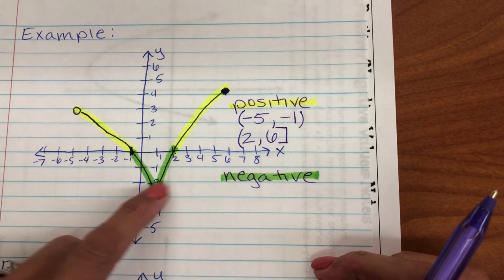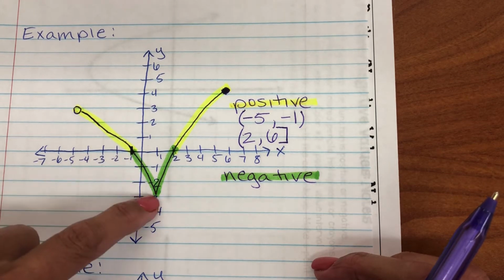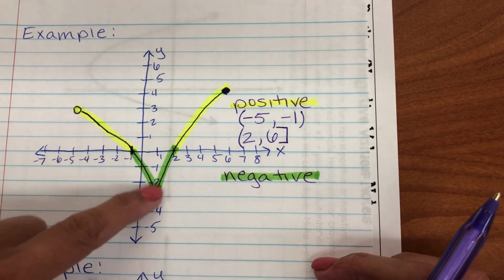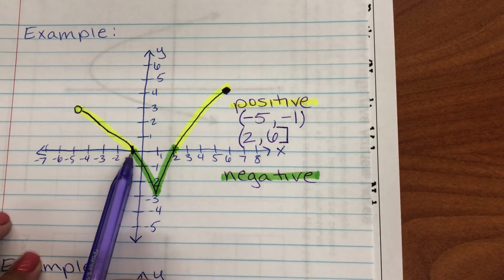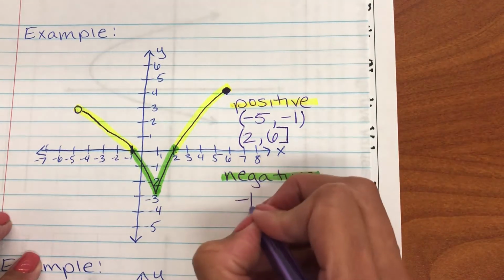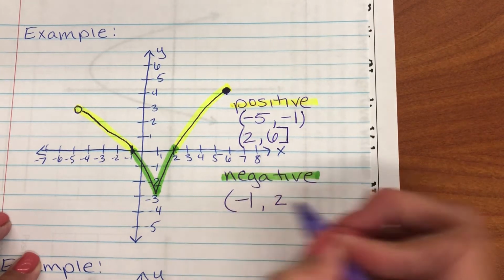Let's do the negative. There's only one negative interval. This is one continuous piece, so this is just counted as one interval. So it starts at -1, ends at 2, both parentheses.